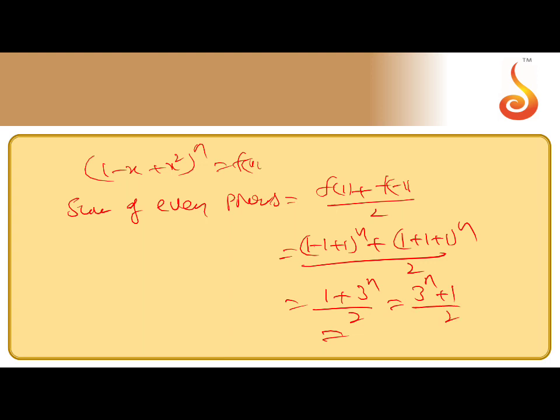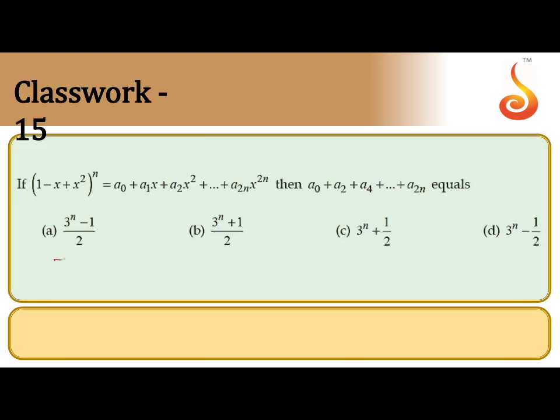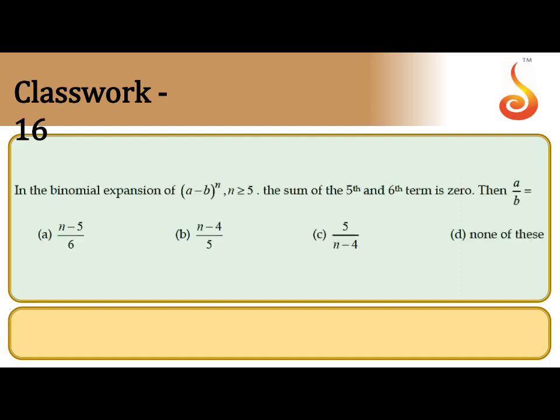So I hope you check the answer, correct or wrong. 3 power n plus 1 by 2 is the answer. So which option? First, or 3 power n minus 1 by 2? Not 3 power n plus 1 by 2. Option B is correct. So I hope this is clear.